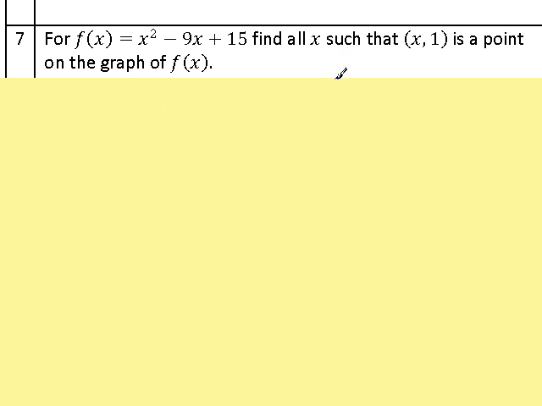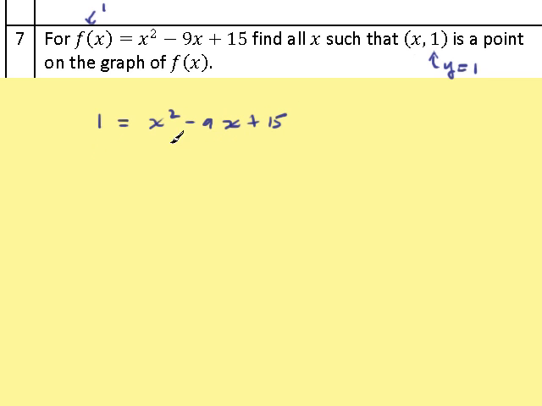In number 7, we want to find all x such that (x, 1) is a point on the graph of f of x. So in other words, this is the x value and this is the y value. So if we substitute, we're just going to substitute y equal 1 and find the corresponding x values. All right, so we're going to put a 1 here for f of x. So we have 1 is equal to x squared minus 9x plus 15.